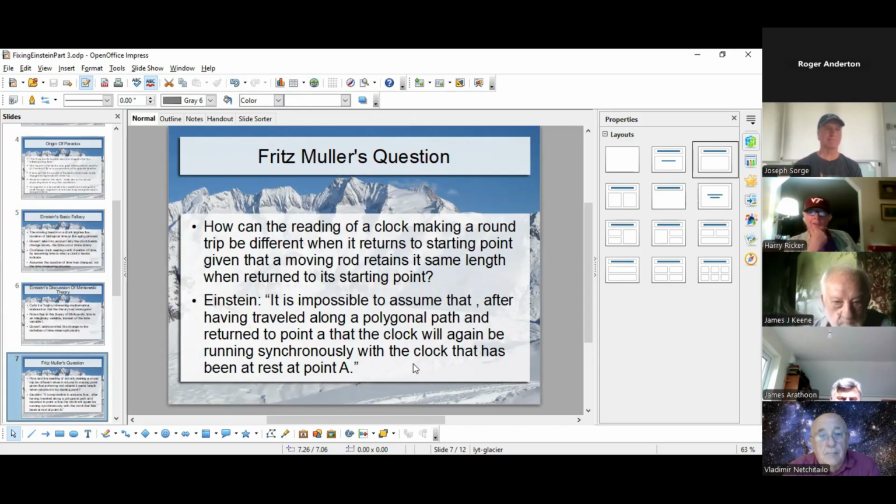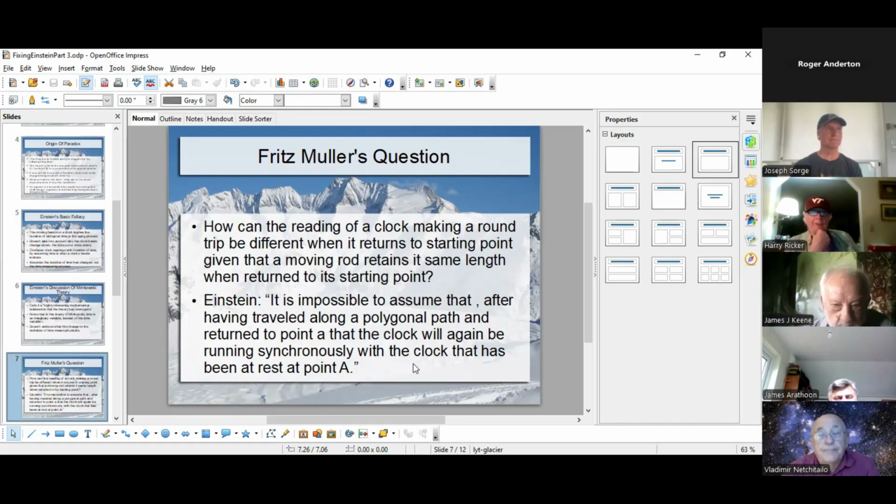He says, "How can the reading of a clock making a round trip be different when it returns to the starting point, given that a moving rod retains its same length when returned to its starting point?" So he wants Einstein to explain the difference between what happens to a moving rod and what happens to a clock. Fritz Mueller thinks that a clock should return with the same time reading on it, just like when a measuring rod returns to rest, it's measuring the same length as before.